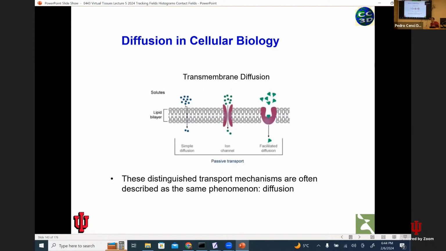Transmembrane diffusion is very important. Water can cross membranes freely, but ions carry a huge cloud of water molecules around because they are charged particles, and they cannot cross the membrane. So they have ion channels or gated channels, gates that can open or close depending on something, and then you allow diffusion.